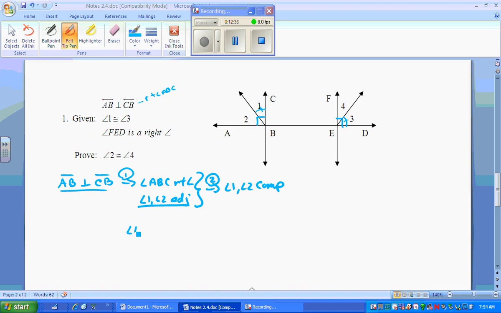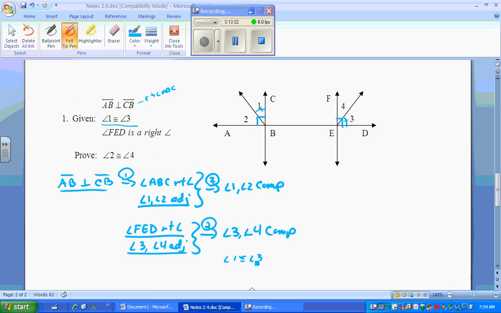Where does that come from? That comes from angle FED is a right angle. Underline it. And we can look at it and say angle 3 and angle 4 are adjacent. Underline it. Same reason as number 2 above. Angle 3 is now complementary to angle 4. So we look at it, none of them are to the same angle, but we left one piece out right here. Angle 1 is congruent to angle 3, given. So 1 and 3 are congruent. These three statements together give me that angle 2 is congruent to angle 4. And we got our conclusion that we wanted.